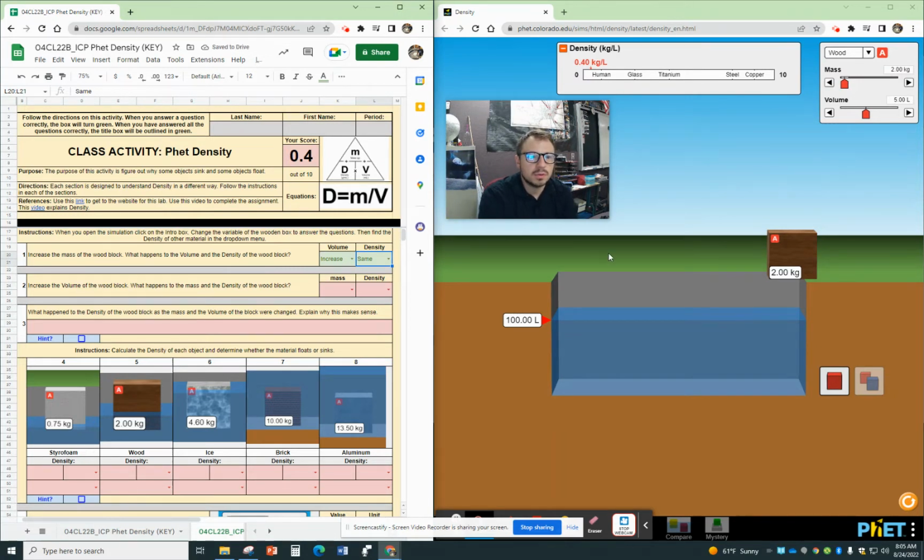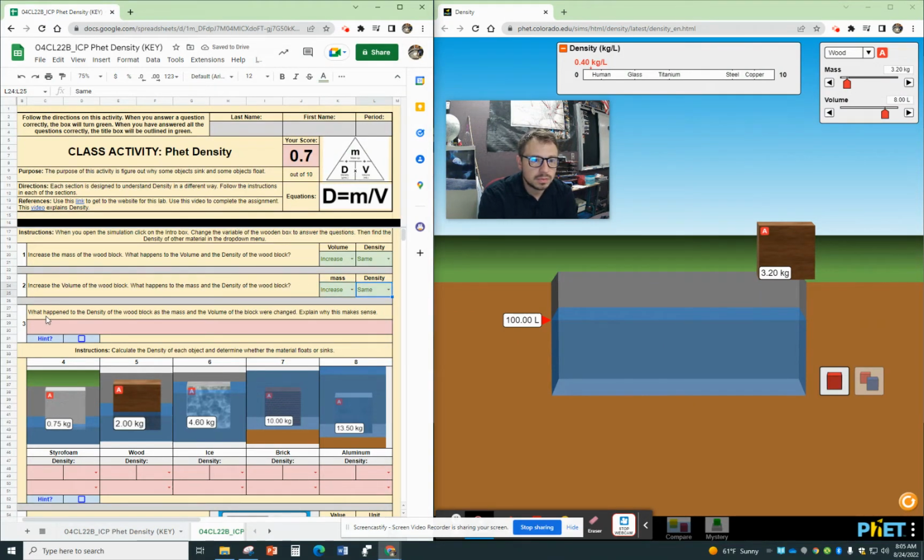Increase the volume of the wood block. What happens to the mass? Increase or decrease? As I increase the volume, the mass goes up. The mass increases as well. But notice the density doesn't change, so that would remain the same.